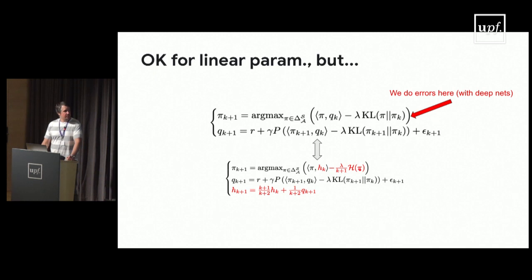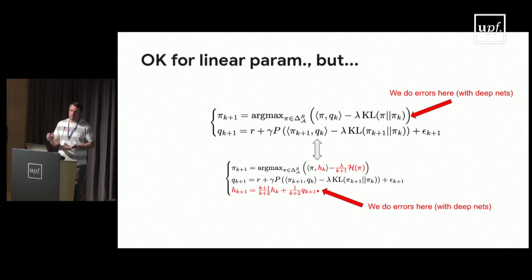And you can say, OK, I'll take this form then. And if you take this form, you have errors in this approximation, because you cannot just sum things, except if you remember all the past Q networks. But this will quickly be super expensive. You want to avoid having a memory of hundreds of networks. So the two schemes are not equivalent. And so my analysis does not hold.